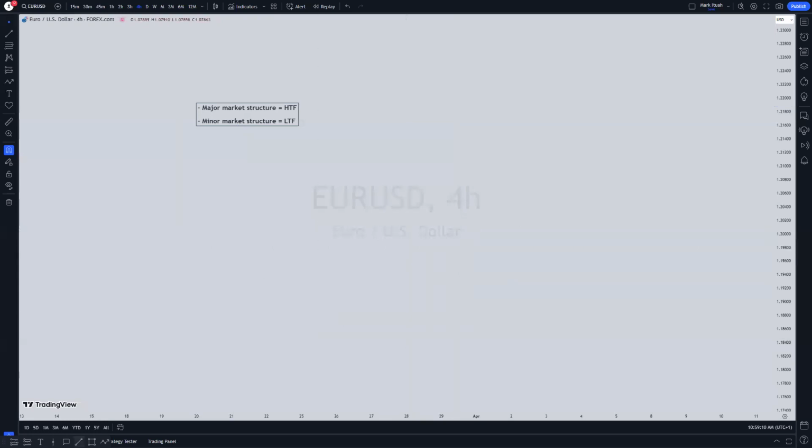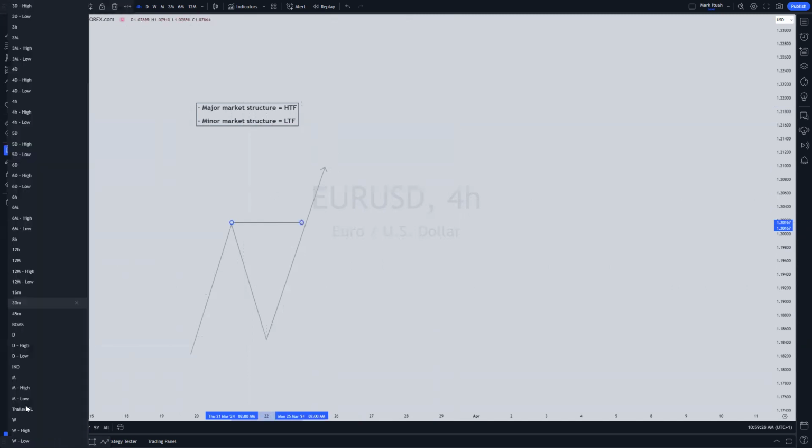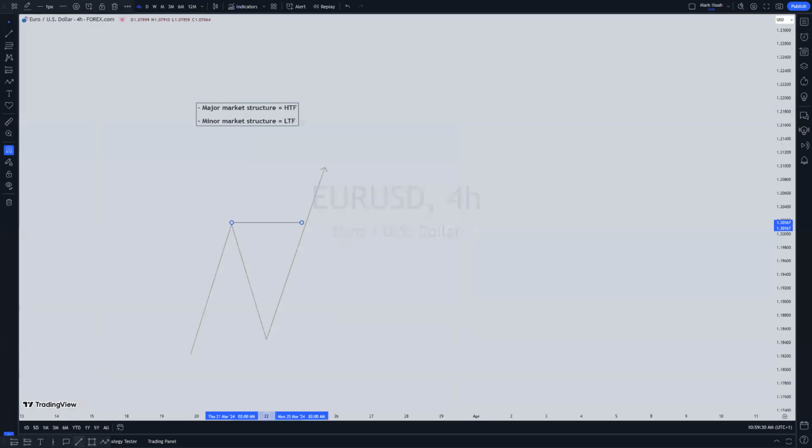For example, let's say this is a monthly chart and the monthly chart is bullish. Of course, as you can see, what confirms a bullish structure is when we start forming higher highs and higher lows. So let's say this is a monthly break of structure. In this case, for this time frame, we'll call this our major structure.